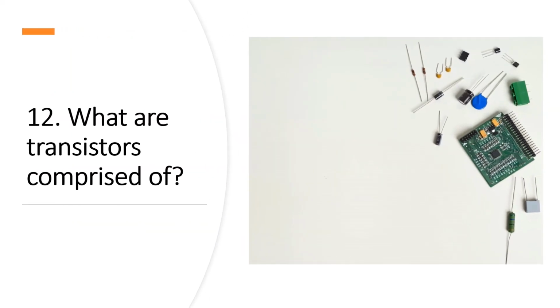What are transistors comprised of? Transistors are comprised of numerous combinations of N-type and P-type semiconductors.